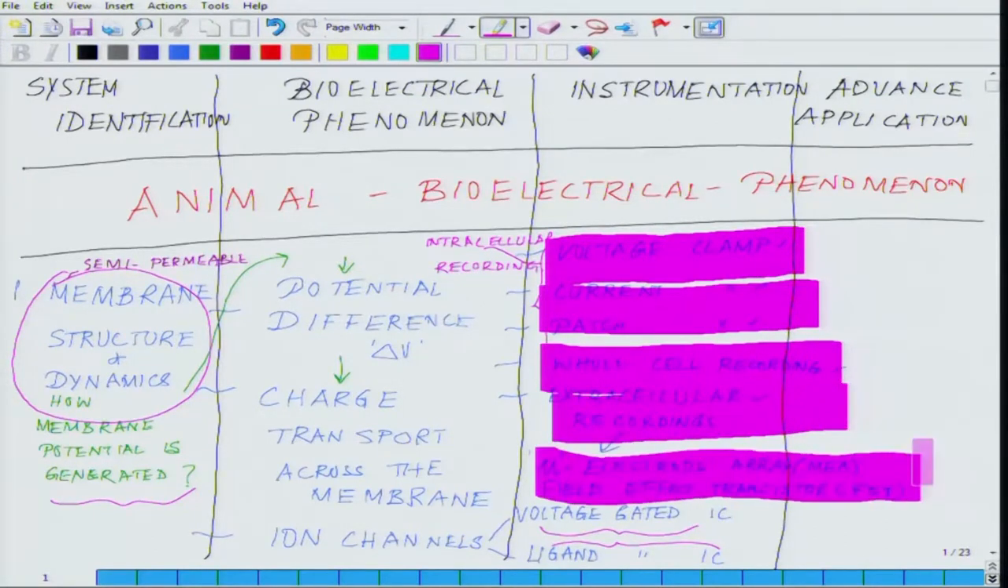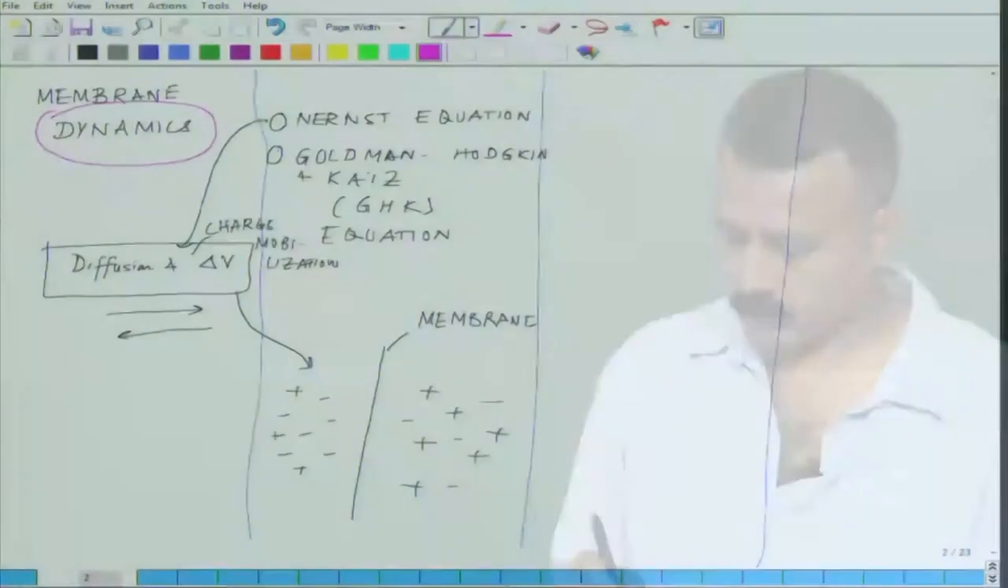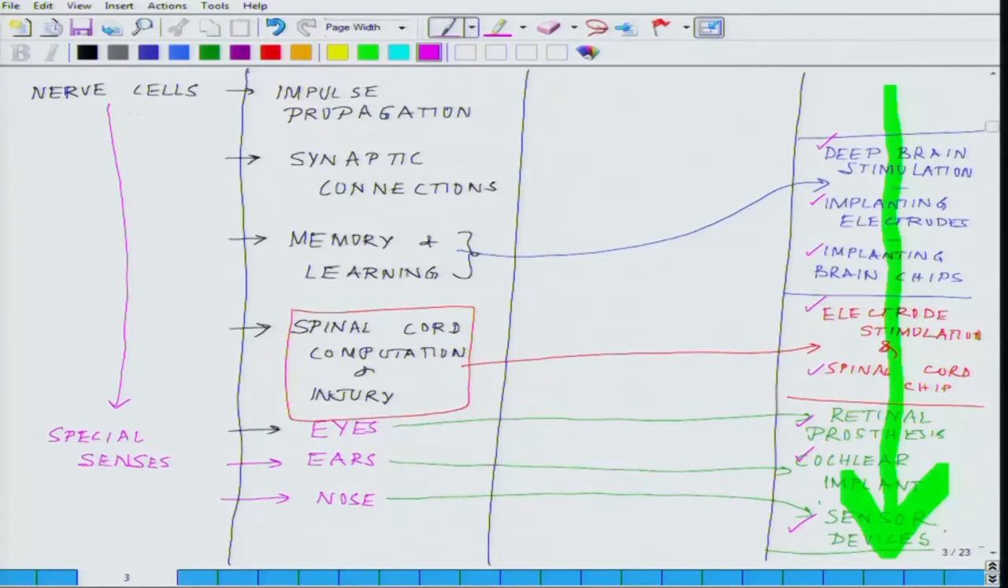As I told you, we have a section on the techniques. Then we will be talking about the dynamics part, where I highlighted that we'll be talking mostly about the Nernst equation and how this is being governed, the governing dynamics for this whole process. Then we'll be talking about the nerve cells, the nerve propagation, synaptic connection, learning and memory, spinal cord computation and injury, and the special senses, which are exceptionally important for our survival, the eyes, ears and nose, and simultaneously the retinal prosthesis, cochlear implant and the sensory devices respectively.